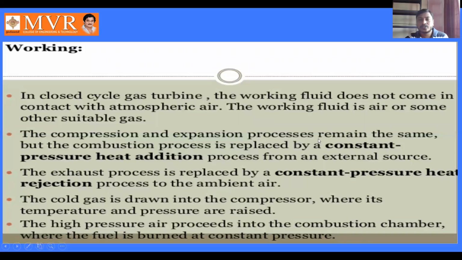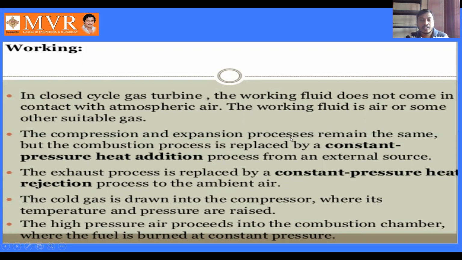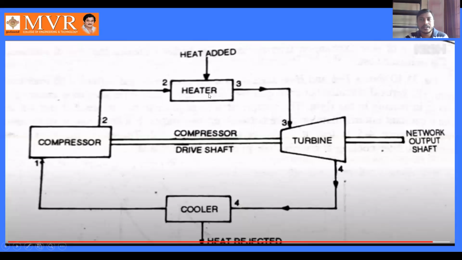The compression and expansion processes remain the same, but the combustion process is replaced by constant pressure heat addition. As I have said in the diagram itself, the compression and expansion processes are the same as those of the open cycle gas turbine, the only difference is that we are adding heat at constant pressure. The combustion process is replaced by a constant pressure heat addition process. By maintaining the constant pressure, we give some heat addition in the combustion chamber for completing the combustion process.